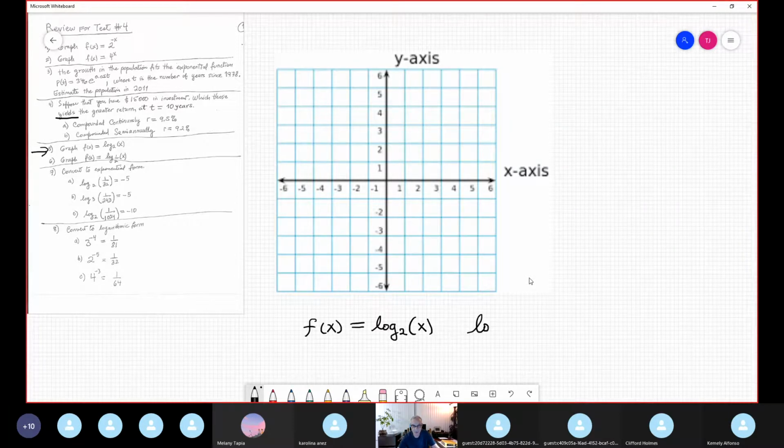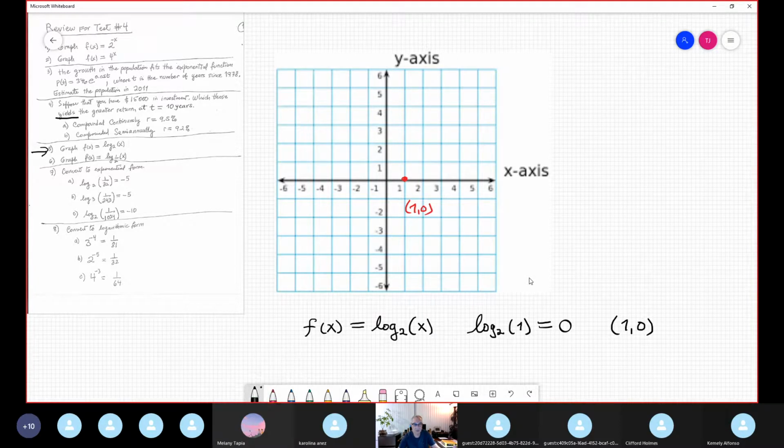The logarithm base 2 of 1 is 0. It's property number 1. Therefore, the point is (1, 0), and this is like a universal point for the logarithm function. I plot that. Boom, (1, 0). (1, 0) is this point.